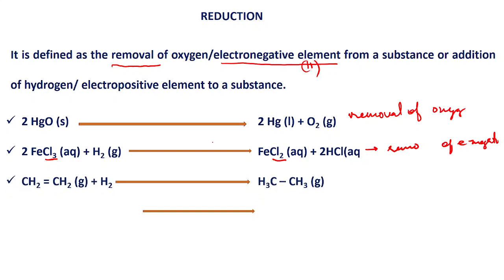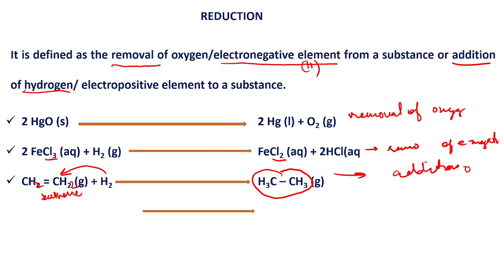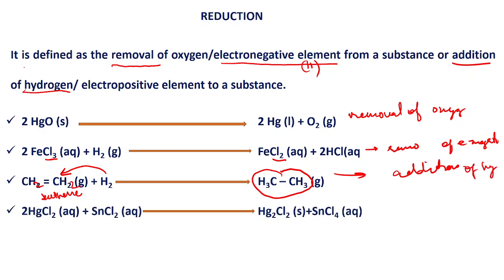In the third reaction, here I had CH2 double bond, which is an ethene molecule. In the ethene molecule I have added hydrogen. Earlier 2 hydrogens were there, but in the product phase I have 3 hydrogens attached. So here the addition of hydrogen is occurring.